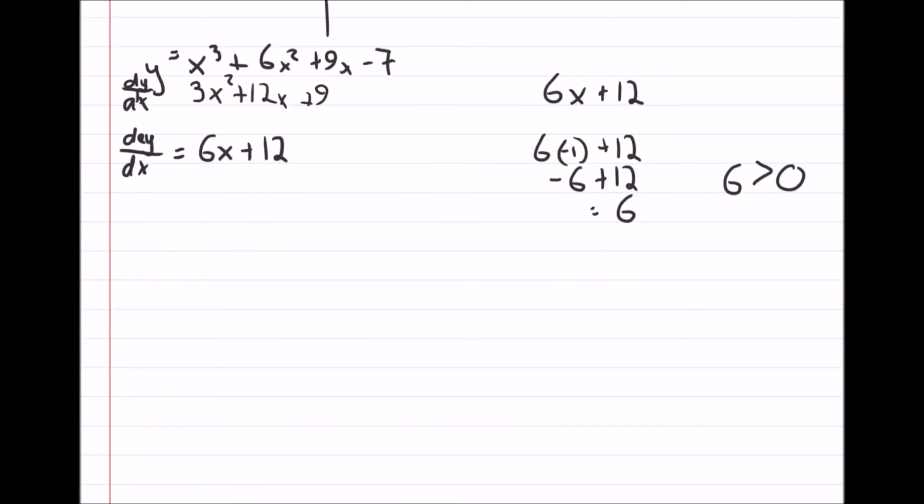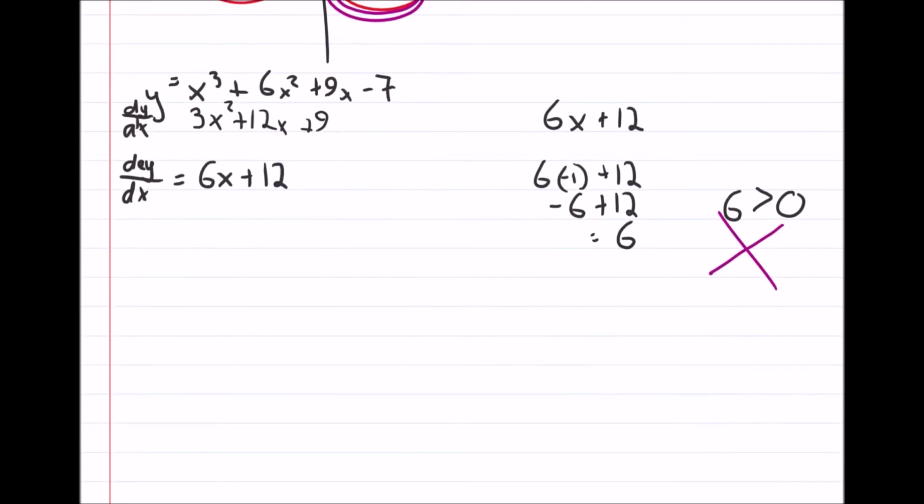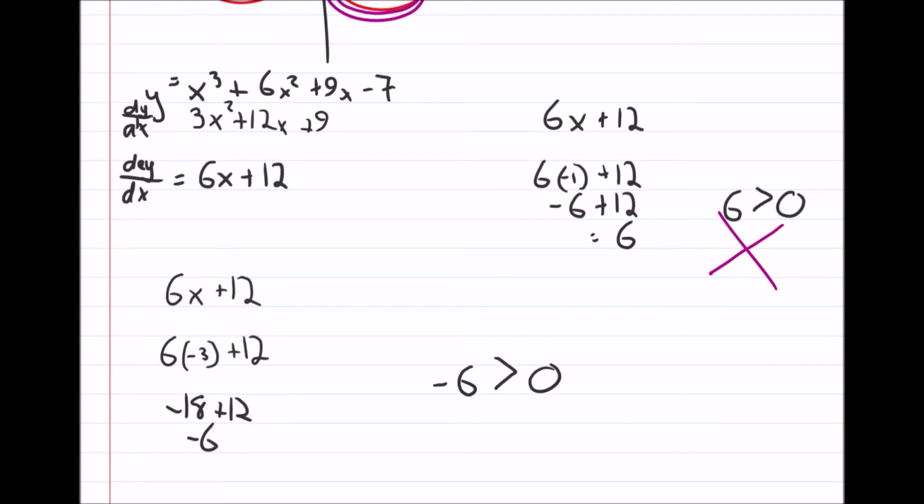So, don't want that, that's the minimum point. So obviously then, the x equals minus 3 will be the maximum point, but let's just make sure. Take our function, 6x plus 12, put in the minus 3: 6 times minus 3 plus 12. 6 times minus 3 is minus 18 plus 12, and that's minus 6. Minus 6 is less than 0. When it's less than 0, it's the maximum.